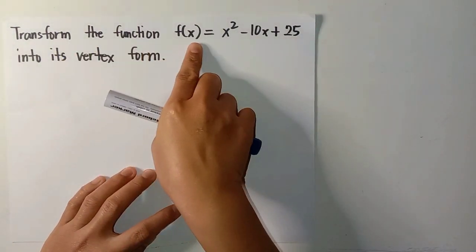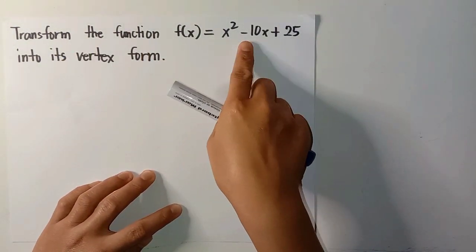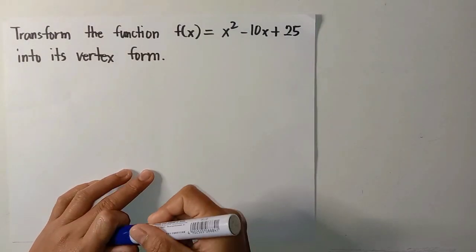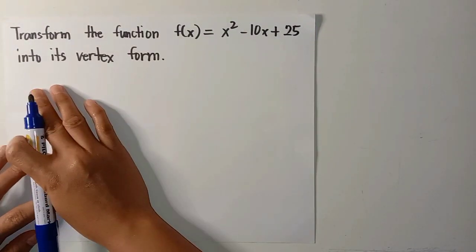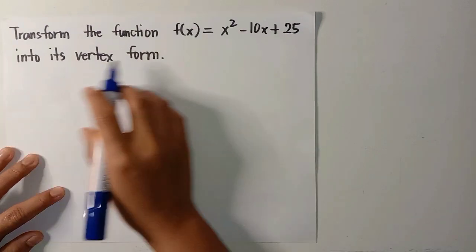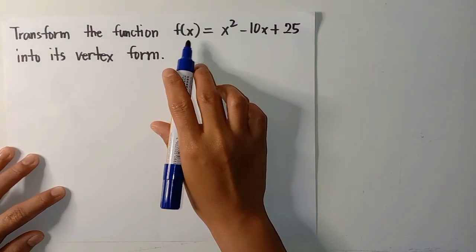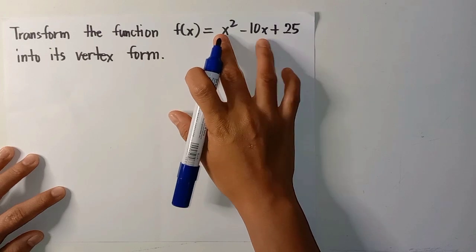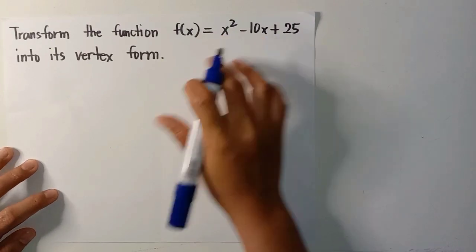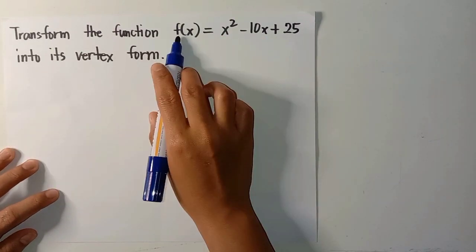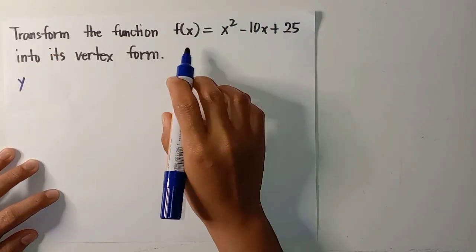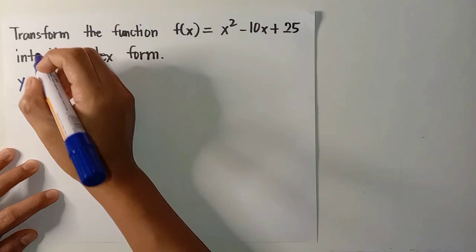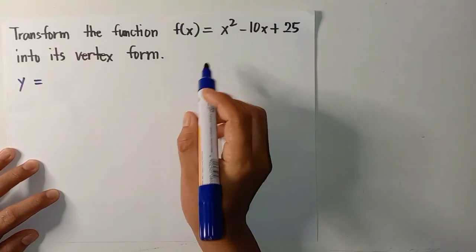Transform the function f of x equals x squared minus 10x plus 25 into its vertex form. So we will use completing the square. The first step that we will do is to group the terms containing the variable of x. Instead of f of x, we will write y. f of x and y are just the same.